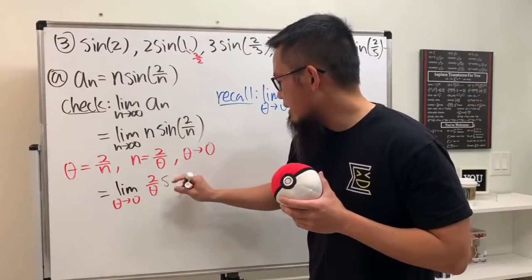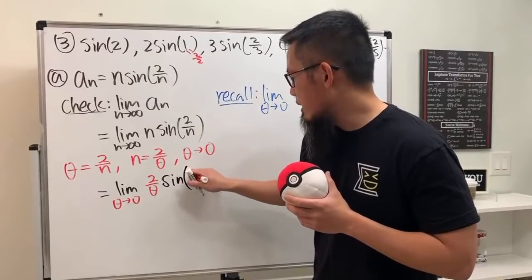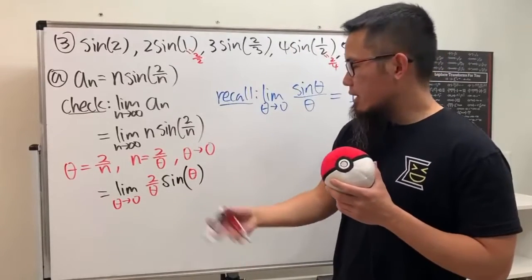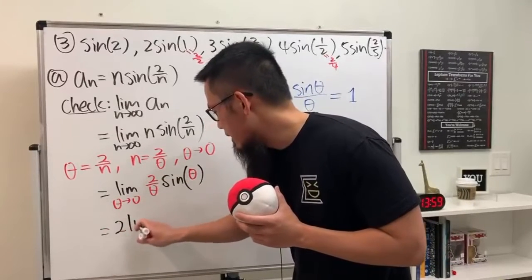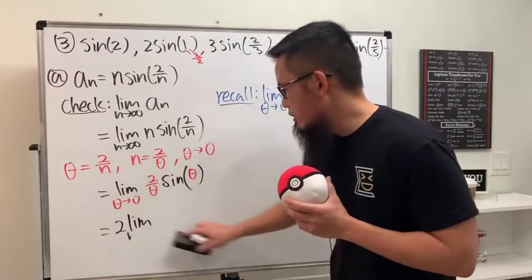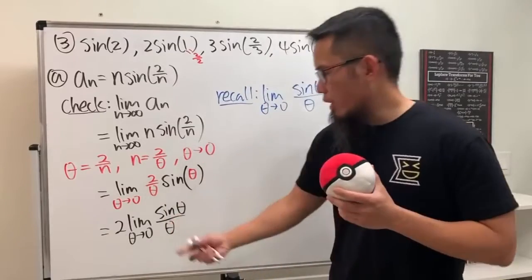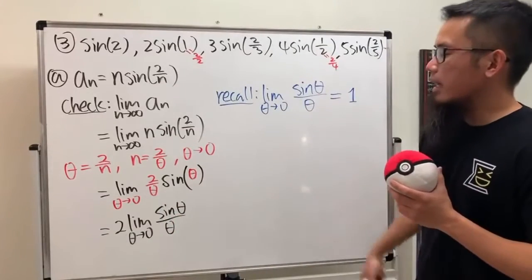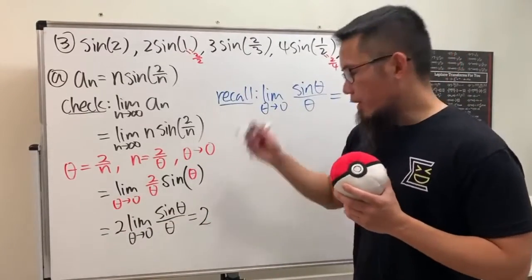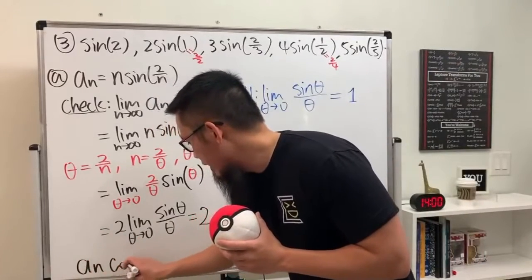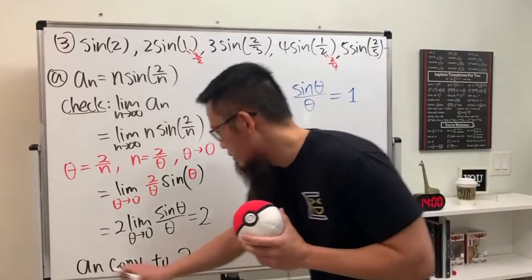And then here we have sine of 2 over n, which is theta. Right? And cleaning things up a little bit, this is the constant multiple we can put in the front. So here we have 2 times the limit as theta goes to 0. And then put this over that, so we have sine theta over theta. Well, this right here is precisely the limit, and that will give you 1. 1 times 2, we get 2. So that's it. So finally, we can say that an does converge, and it converges very nicely to the number 2. So this is it.